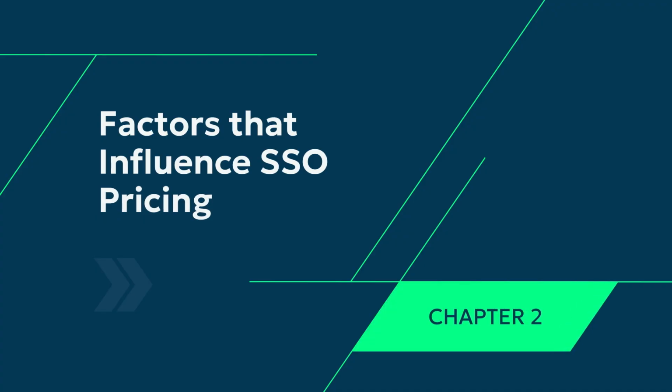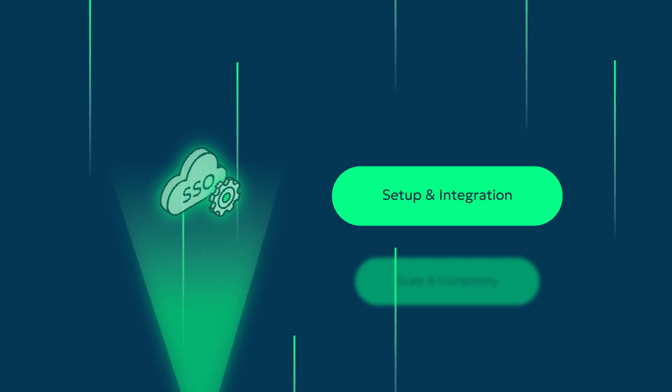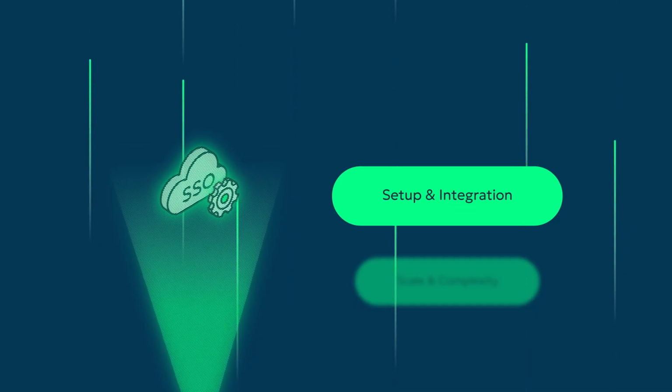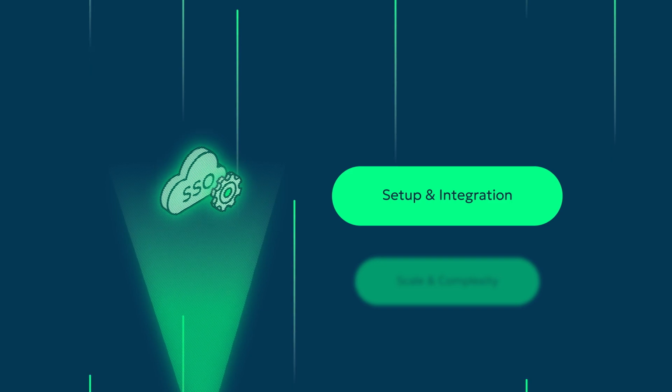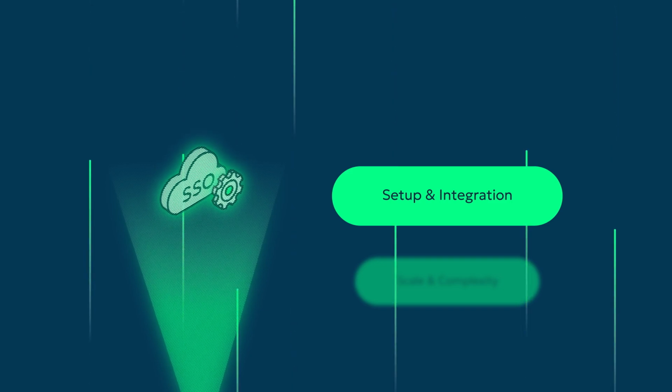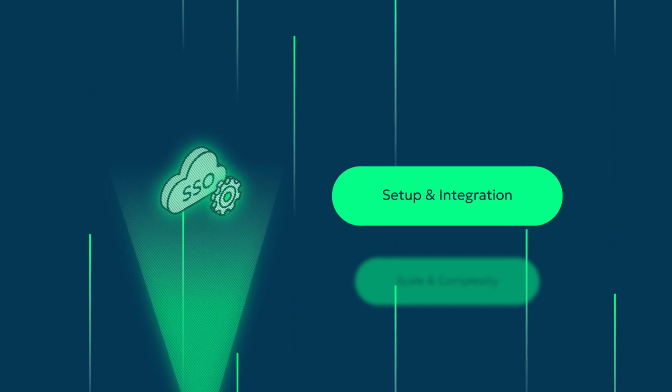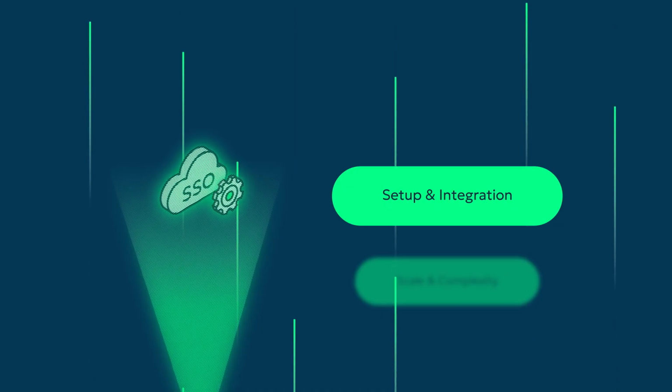Factors that influence SSO pricing. When you look up how much SSO software costs online, setup and integration are the first things you'll notice. Your initial costs largely depend on how easy it is to integrate SSO into your network. The more complex it is to set up SSO in your network, the more expensive it'll be.